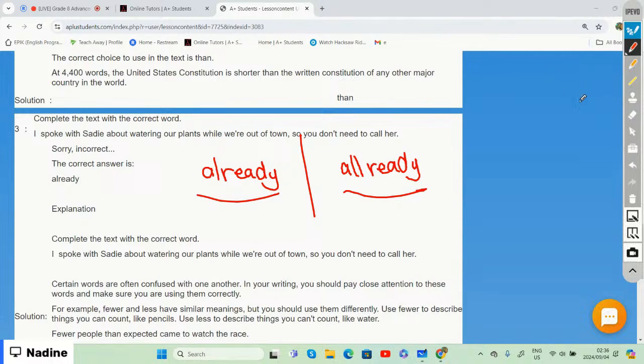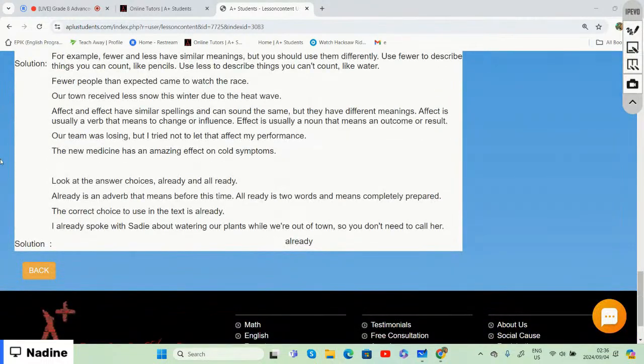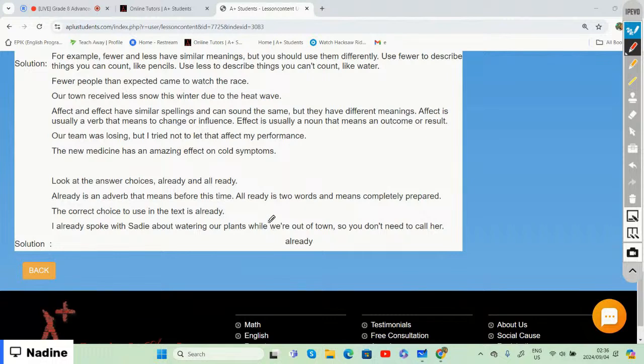If we were to choose the correct word, we would say: I spoke to Sadie already about watering the plants. The difference between those two words: already is an adverb that means before this time, and all ready, written as two words, means completely prepared. I am all ready for this day. That is what it means.